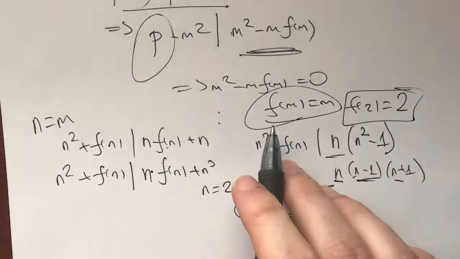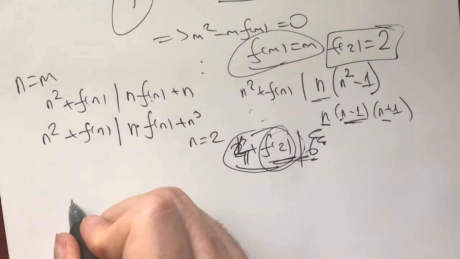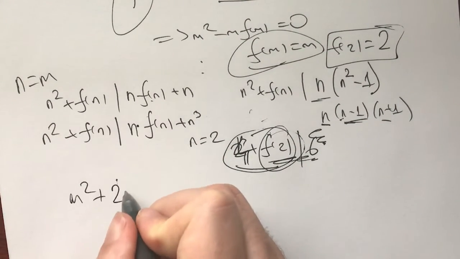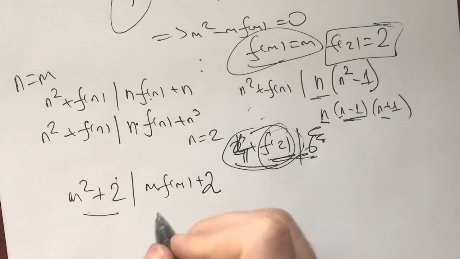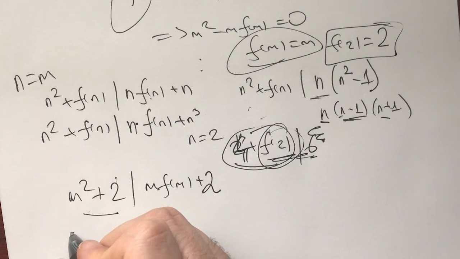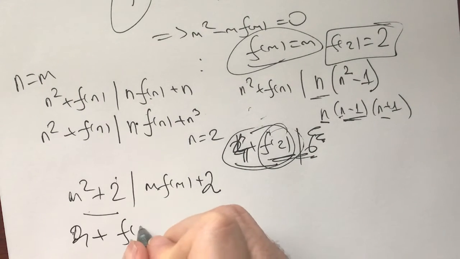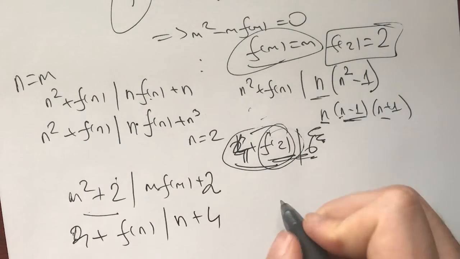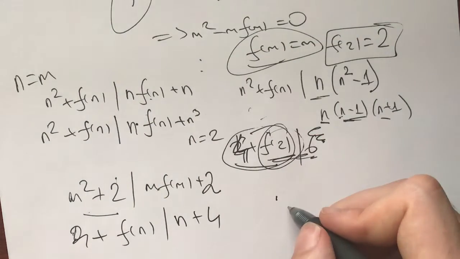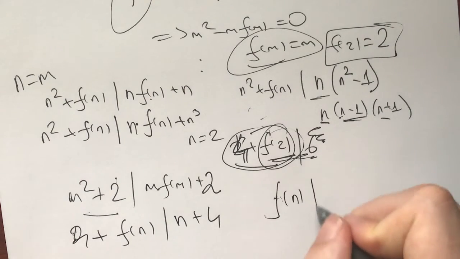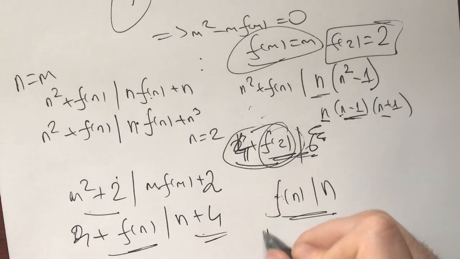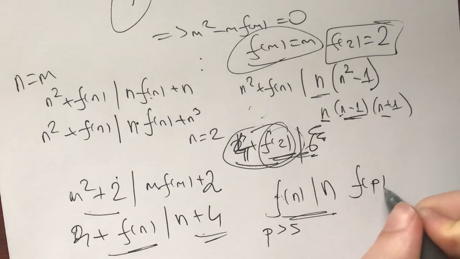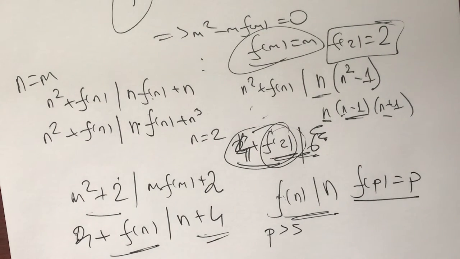And now with that in mind, what we also have is that m squared plus 2 divides m f of m plus 2, which is nice. But on the other hand, we also have that 4 plus f of n divides n plus 4. And we also have, as before, that f of n divides n. Now this severely limits what f of n can be. In fact, this implies that for every prime greater than 5, f of p is equal to p. So for any such prime, we have this.